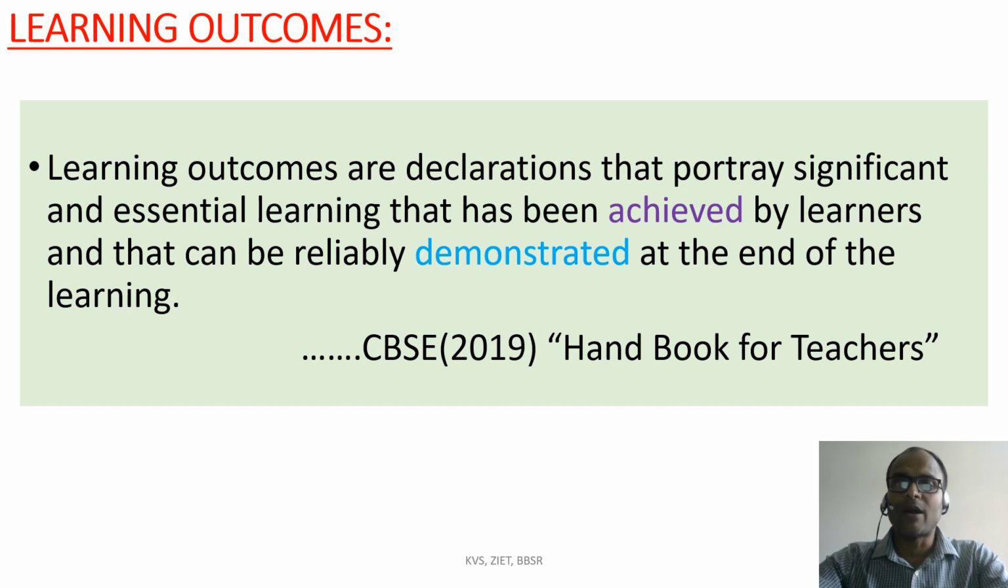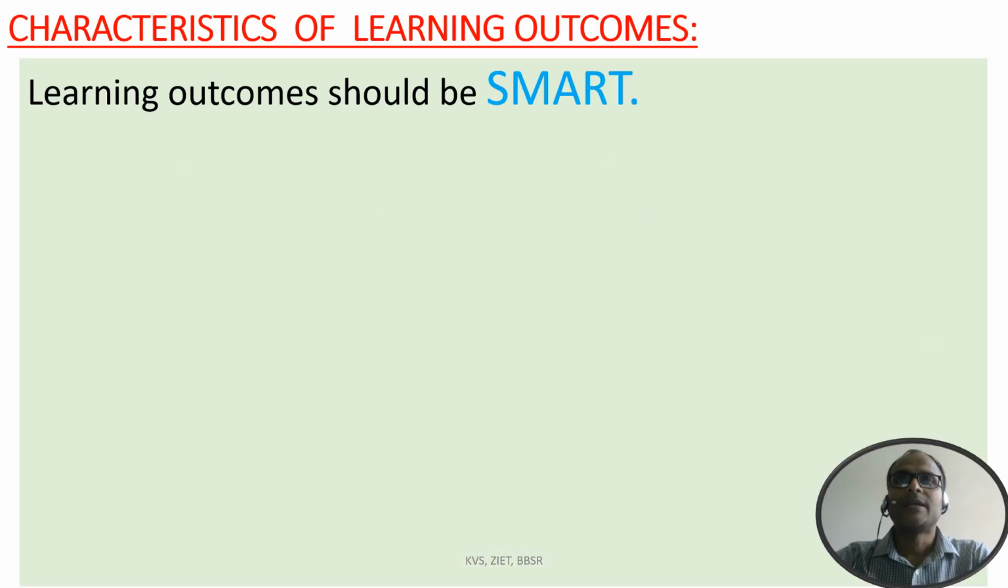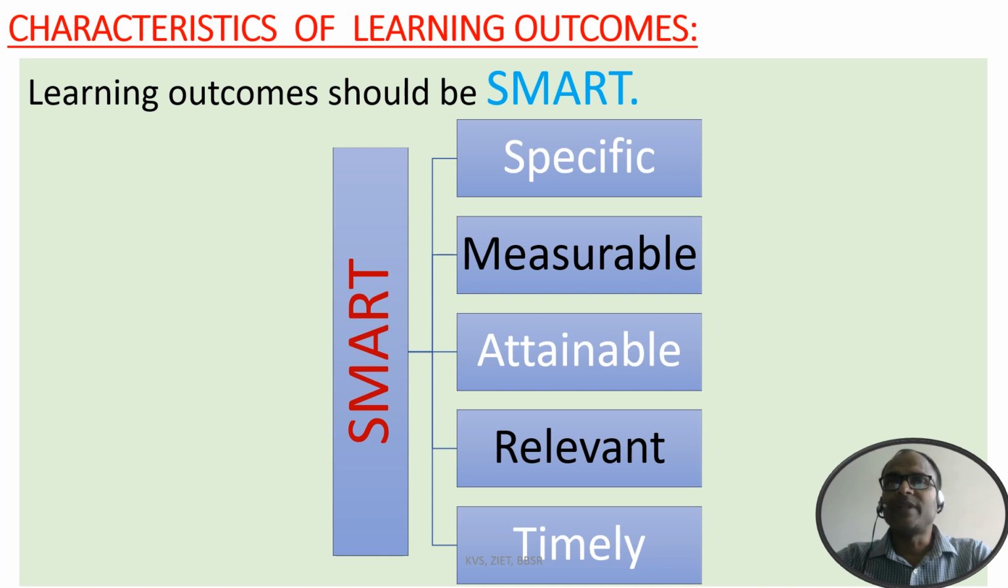While writing learning outcomes, we should keep in mind that the learning outcome statements should be SMART. SMART means S is specific, M is measurable, A is attainable, R is relevant, and T is timely. So every learning outcome statement should be observable, measurable, and specific. And the two characteristics, relevancy and timeliness, are also very important while writing the learning outcome statement.